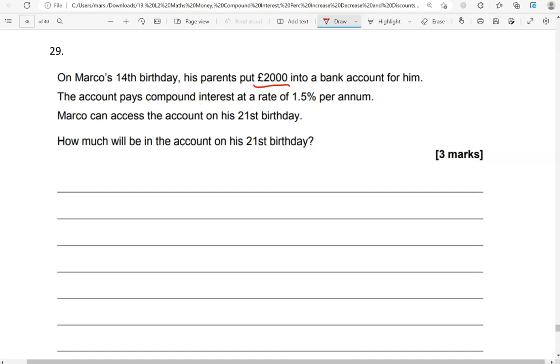So we'll start with a formula. Put 2,000 down times the multiplier, so that is 1.015. So adding 1.5% on top of the 100, and then dividing that by 100 to get the decimal form of it. So that is to the power of what? How many years between the 14th birthday to the 21st birthday? That is 21 minus 14, which gives us 7. So this is to the power of 7.